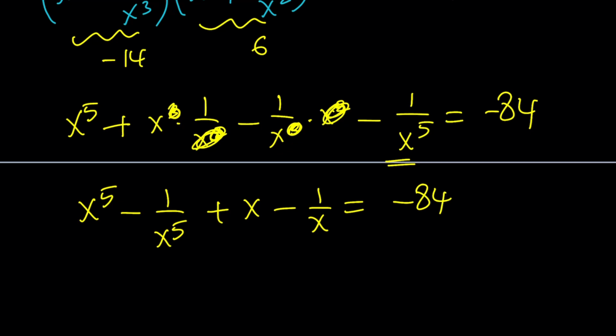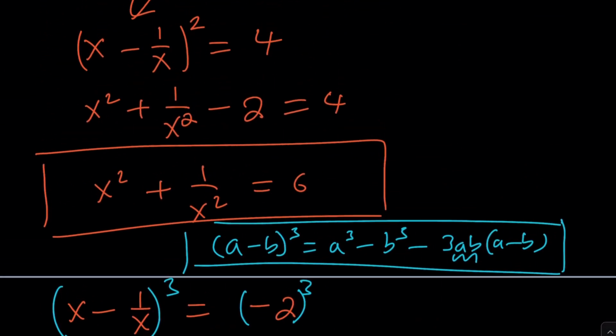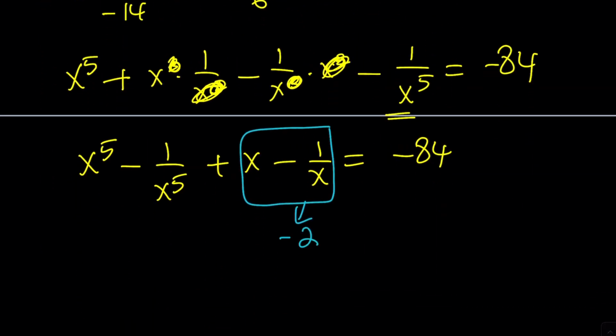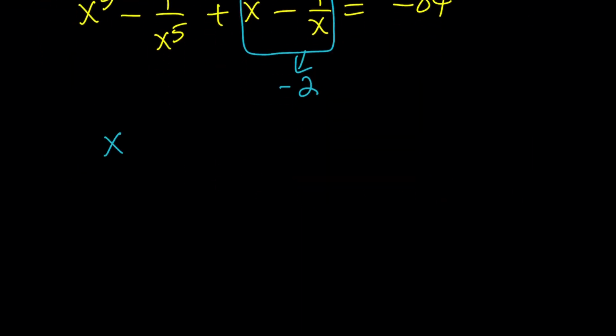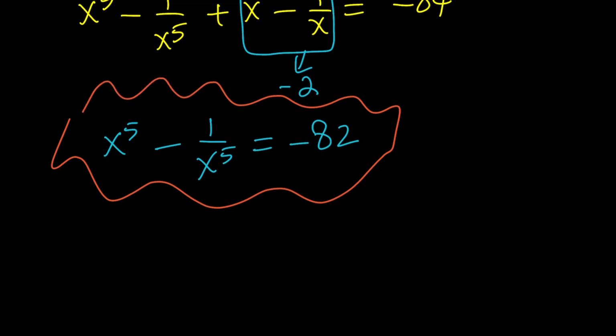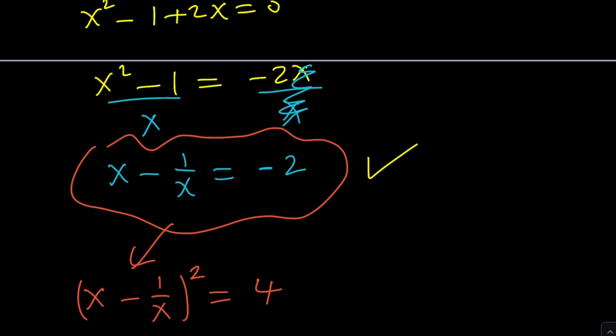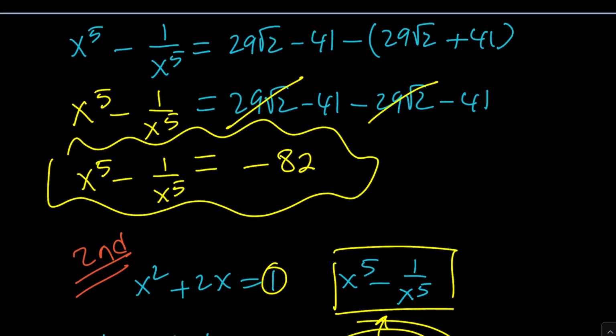Now, you got to remember, x minus 1 over x is equal to negative 2, right? Or was it positive 2? Let's check it out. X minus 1 over x is negative 2. So what I'm supposed to do is add 2 to both sides. If you add 2 to both sides, then you're going to get x to the fifth minus 1 over x to the fifth equals negative 84 plus 2, which is negative 82. And that's the same result as with the first method, right? Of course, they should be the same. You can't get a different answer by using different methods.